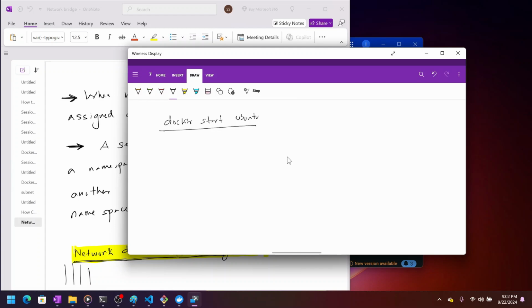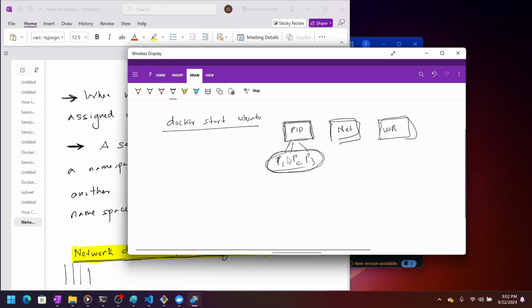namespaces. One is the PID namespace, one is the network namespace, one is the user namespace, and various other namespaces. So what do these namespaces mean? Let's say P1, P2, P3 are the processes associated with this PID namespace. The process tree of this set of processes is isolated from the main process tree, the root process tree, because processes inside this PID namespace will not be able to see any other processes. Let's say this one is P1 and this is P2.